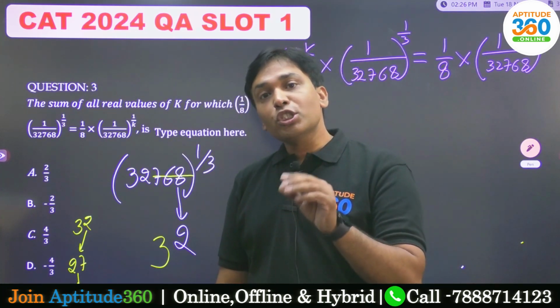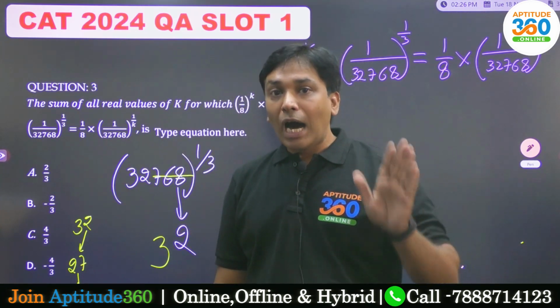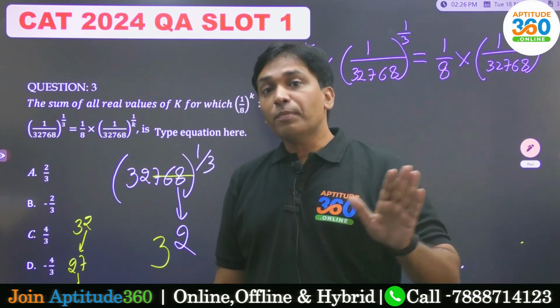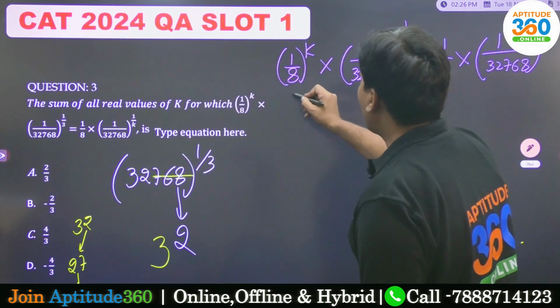Until or unless you do this, you will not be able to proceed with the problem. So you should be able to find out how to find the cube root of perfect cube numbers. Now, since you have understood this, that's what I am assuming out here.